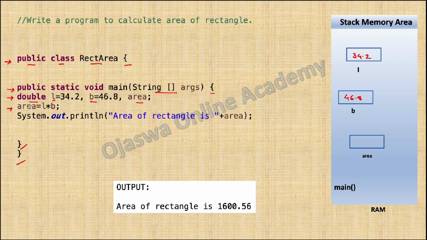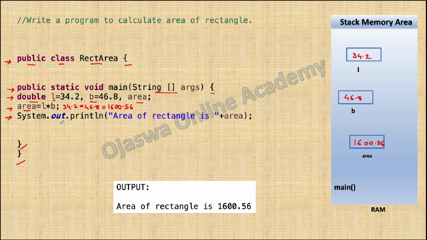Next statement is the formula area equal to L into B. So value of L is retrieved from the memory, that is 34.2, multiplied by value of B is retrieved from the memory, that is 46.8, which is equal to 1600.56. So this value is stored in variable area over here, and the next statement is executed.